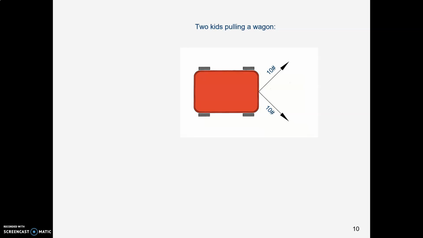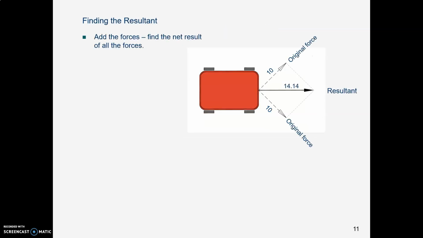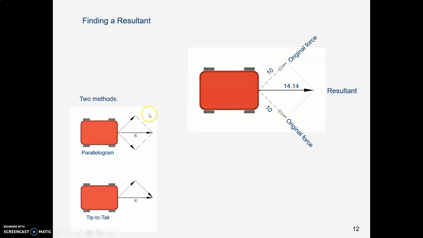First, we had the two kids pulling out in front of the wagon, and we wanted to find the resultant of those two kids, the net result of those two pulls. And we found the resultant this way. We had a couple of approaches. We tried it with a parallelogram, and then we tried it with a tip to tail, and we got the same result, the same answer. So the net result of those two kids pulling out in these directions was one resultant pulling out at 14.14 pounds straight ahead.